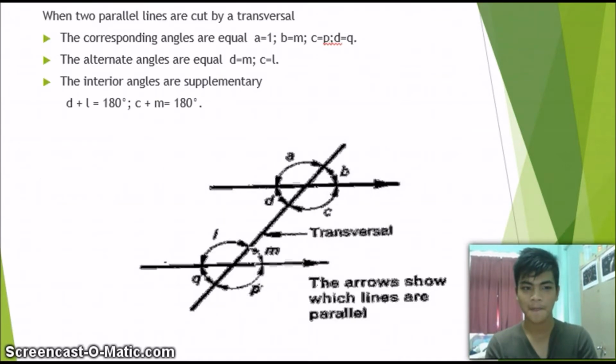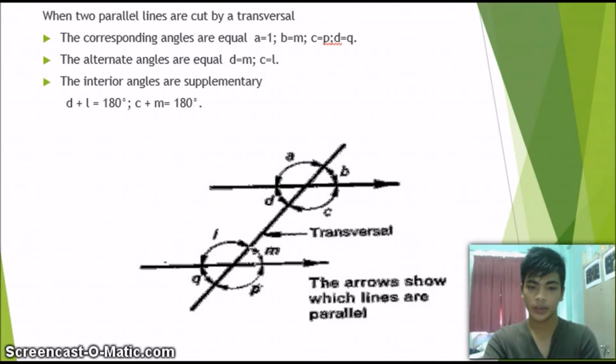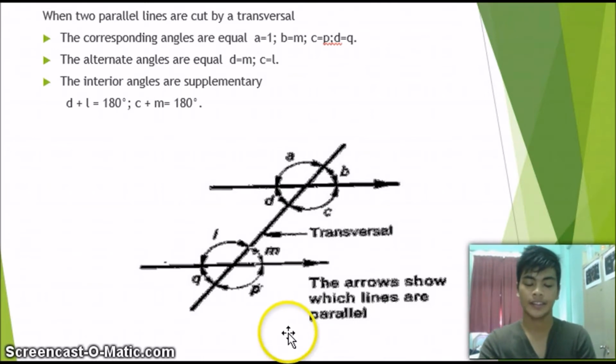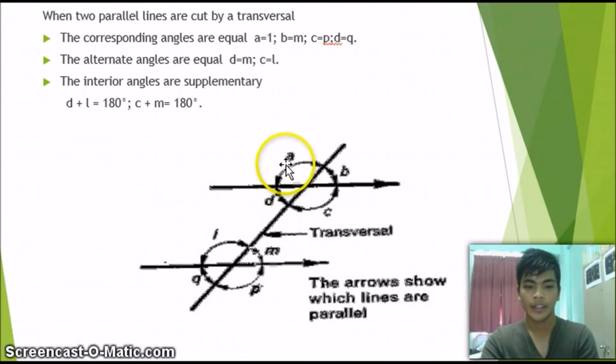Next, when two parallel lines are cut by a transversal line, the corresponding angles are equal. Here is the example. Angle A is the same as angle L, angle B is the same as angle M, angle C is the same as angle P, and D is the same as angle Q.